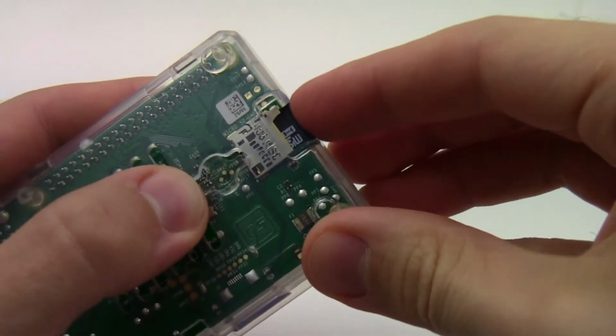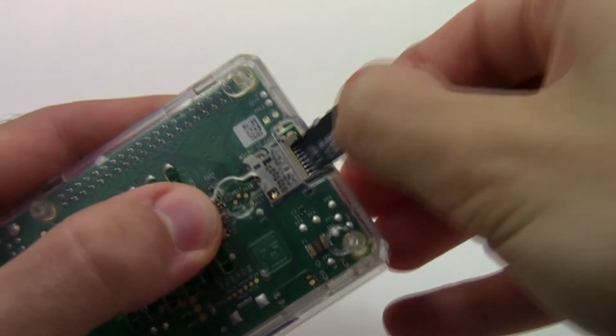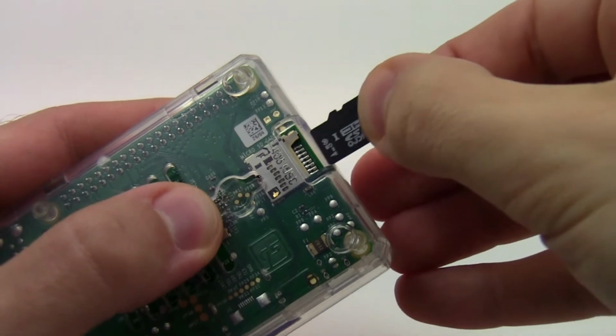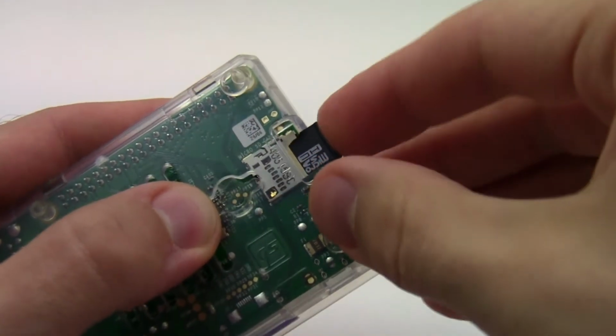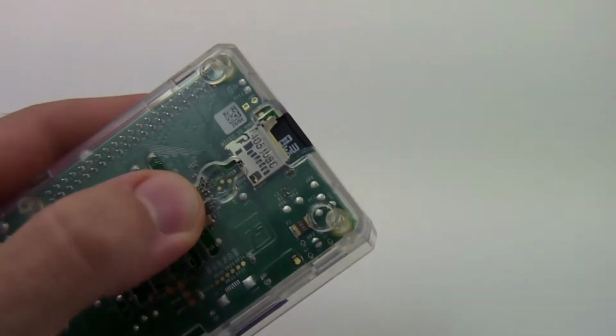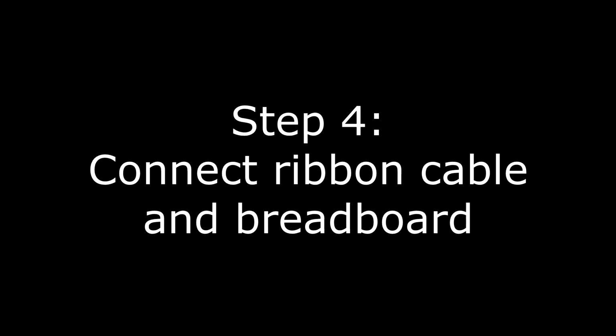This is called a push-push slot, so to eject the SD card, you press on it again and it will automatically pop out. Do not just yank the SD card directly out of the slot, as this can cause damage.